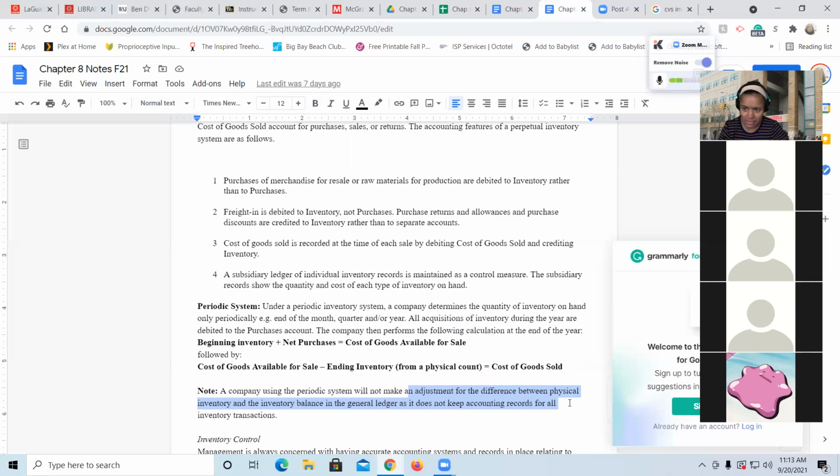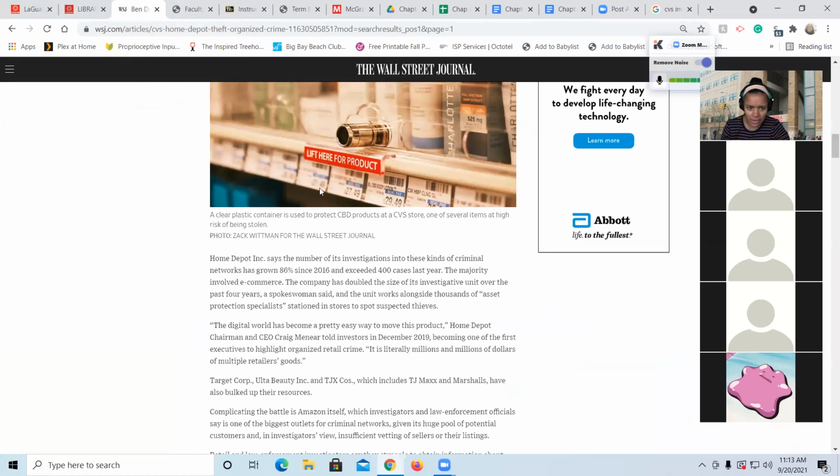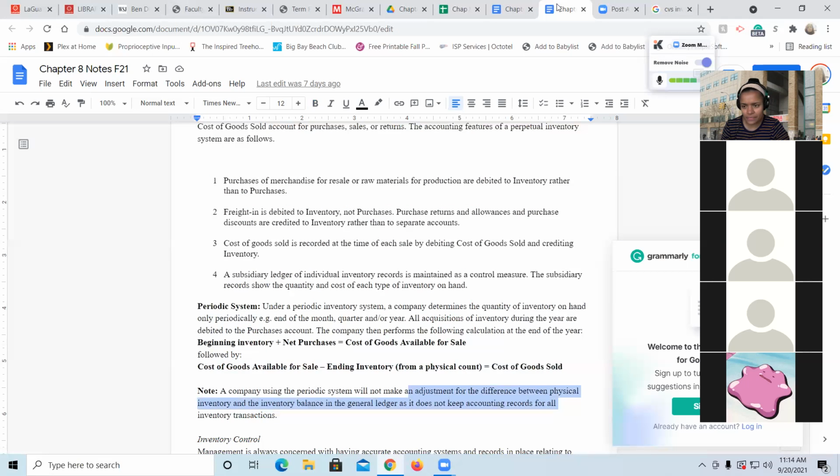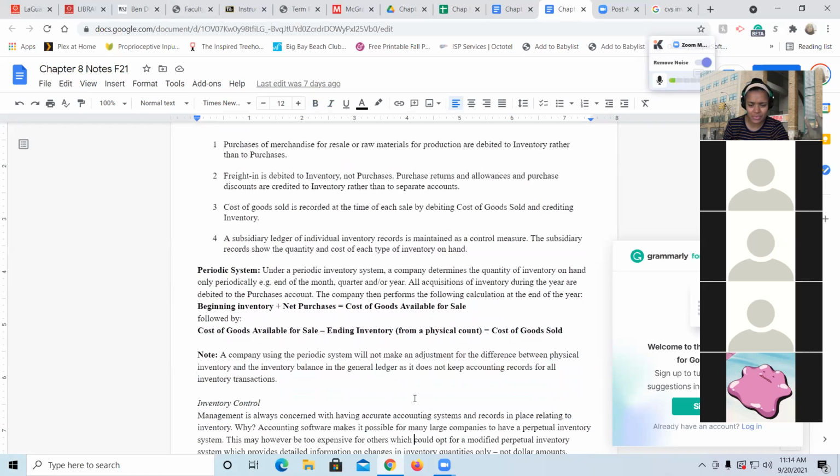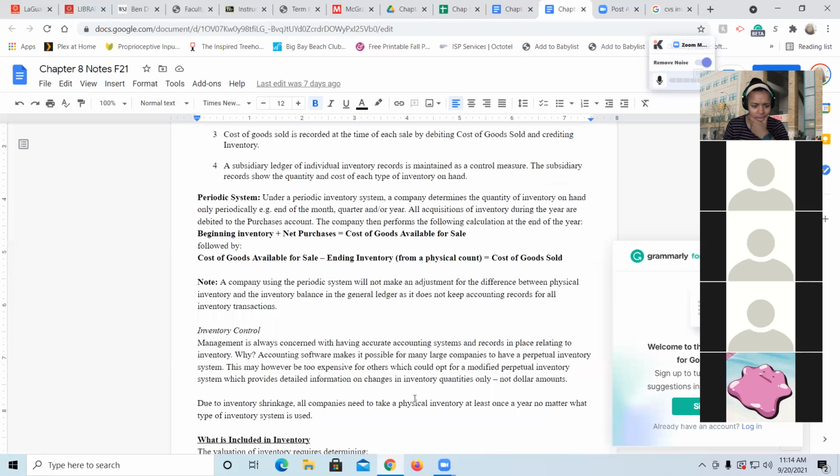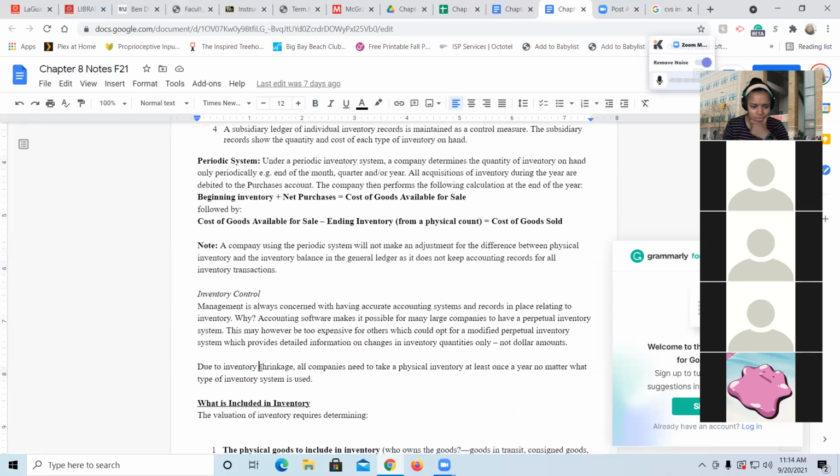So whatever you count at the end of the year under the periodic system is going to take into account all the times when someone came in, like Emdadol said, someone came in and stole their headphones, regardless of how they were breaking things or whatever. It takes all of that into account, but you just don't really know because you're only counting the inventory once. And here's that word due to inventory shrinkage, again a nice way of saying theft, spoiling, things of that nature. All companies need to take a physical inventory at least once a year, no matter whether you are using the perpetual or the periodic system.